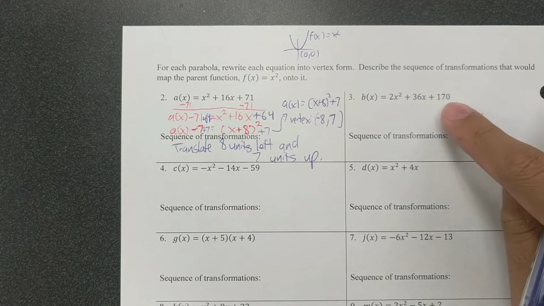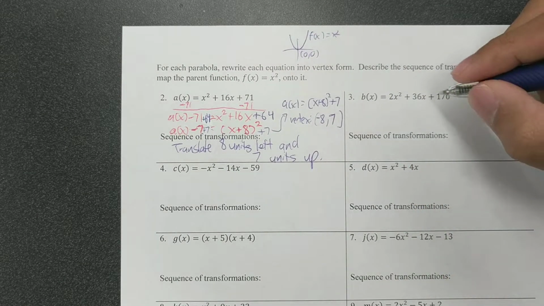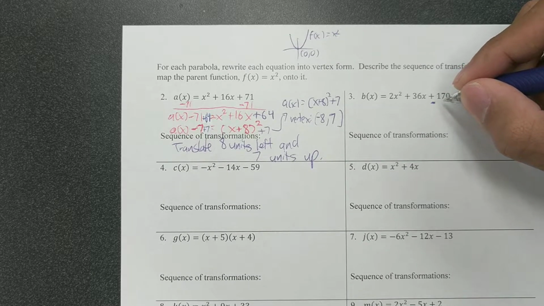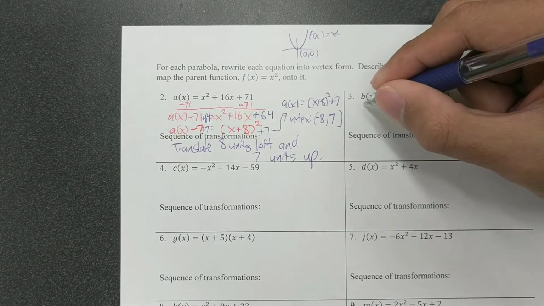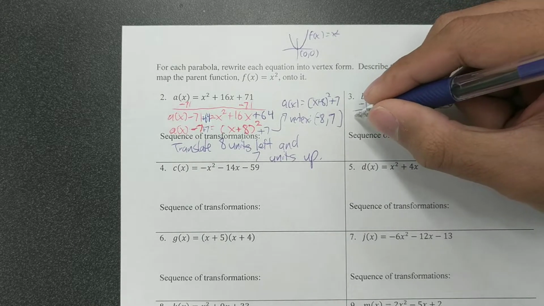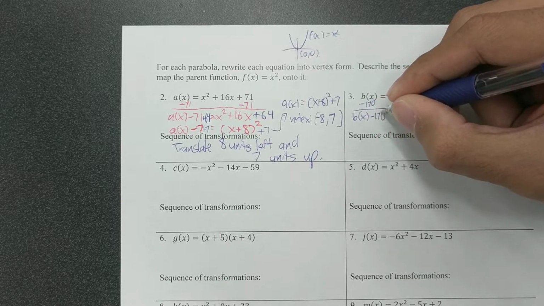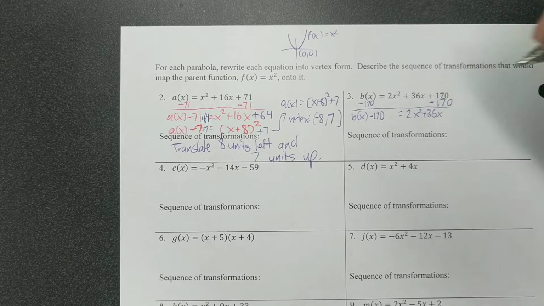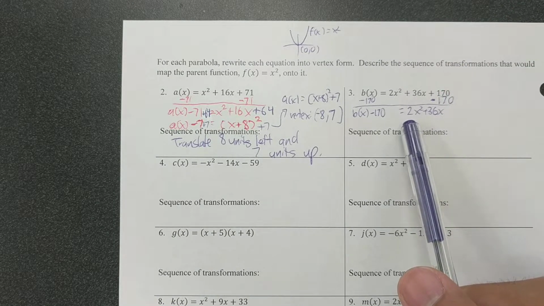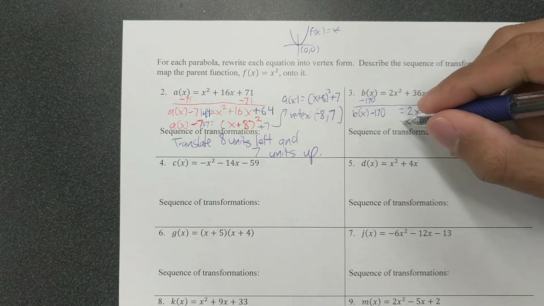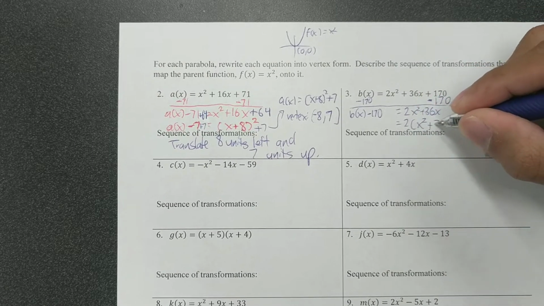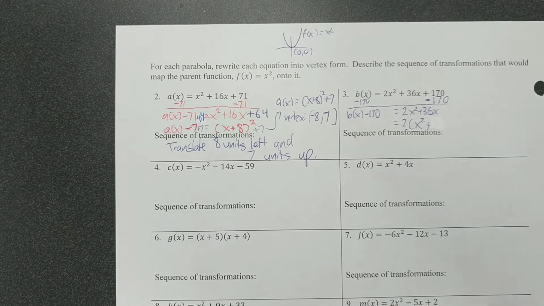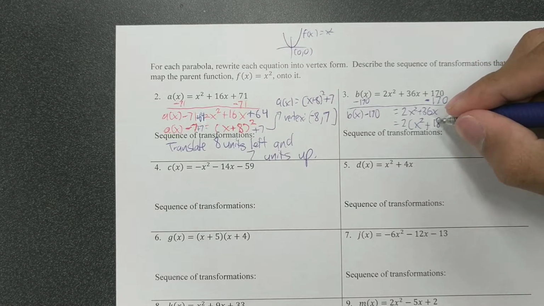Okay, I'll do problem 3 also. So again, first I would subtract this value from both sides. Okay, so this time my a value is not 1, it's 2, so I need to factor that 2 out. Oops, sorry. So the 36x with the 2 factored out is now 36 divided by 2 is 18x.